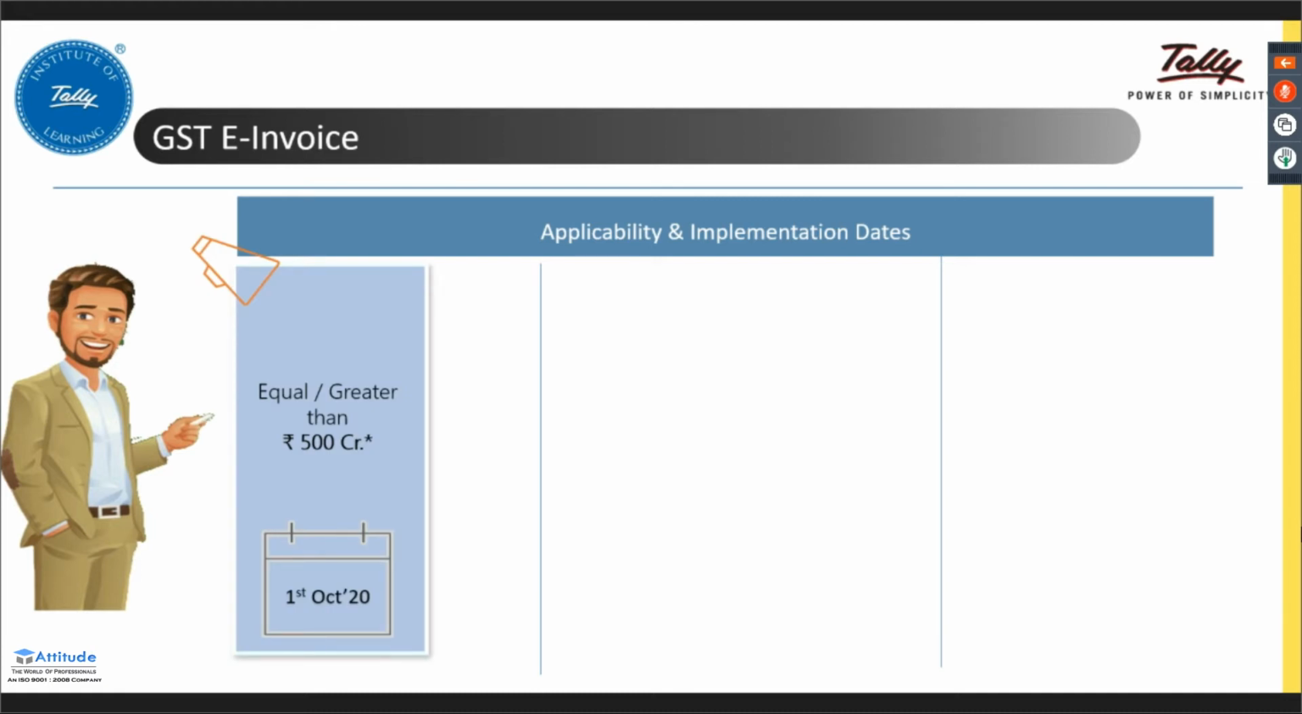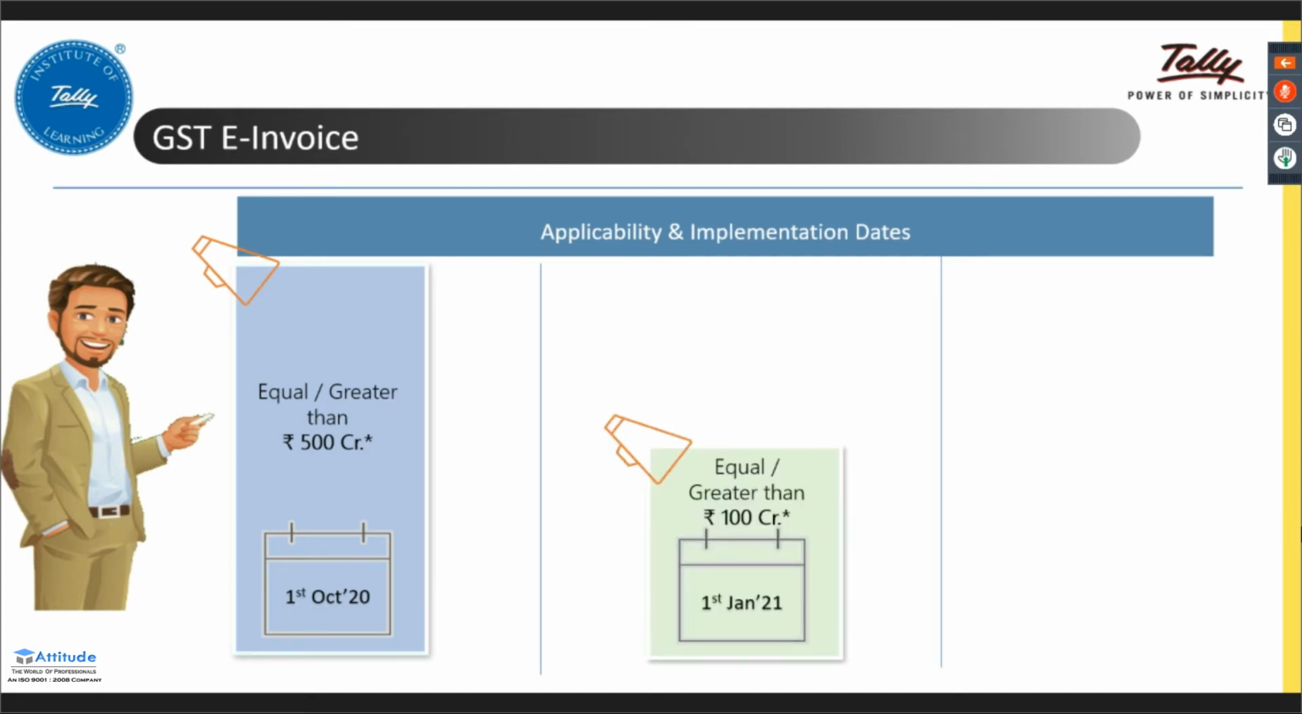Okay, so those businesses which have a turnover equal to or greater than 500 crores, e-invoicing has already been introduced for them from 1st October 2020 onwards. And for those businesses whose turnover is equal to or greater than 100 crores, e-invoicing is mandatory from 1st January 2021 onwards. And for other businesses, tentatively, e-invoicing will be made applicable from 1st April 2021 onwards.